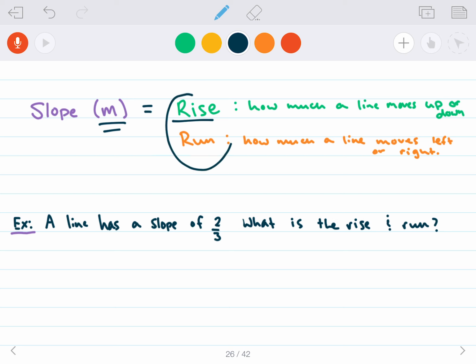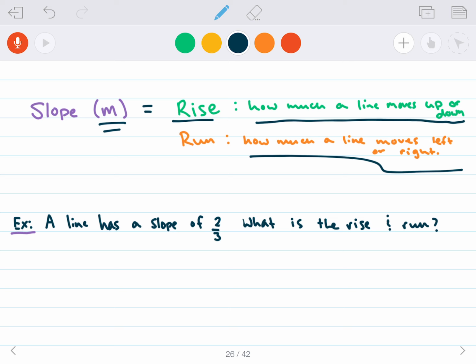And to put this numerically, to say how steep a line is with numbers is to say rise divided by run. Rise means how much a line moves up or down, and run means how much a line moves left or right. So rise over run. For example, if you have a line that has a slope of 2 over 3, what is the rise and the run? Well, 2 is in the top, so that's the rise. So 2 is the rise, and 3 is in the bottom, so that's the run.